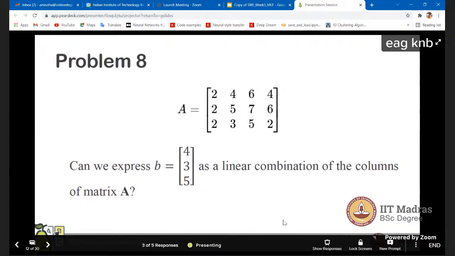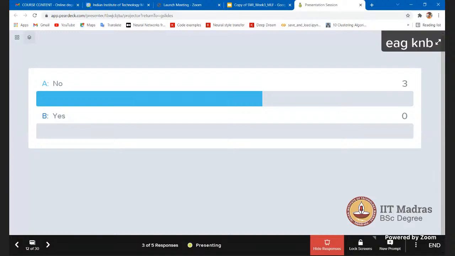Okay, I got 3 responses. Show the response. So 3 of you have responded as no. Does anyone want to respond, or can we go for the solution?